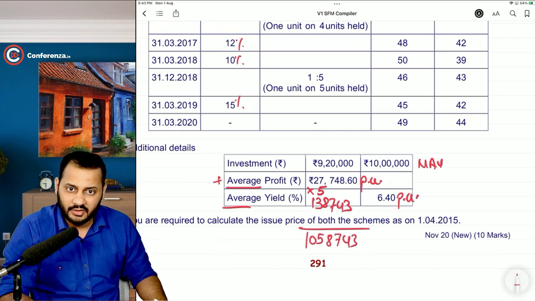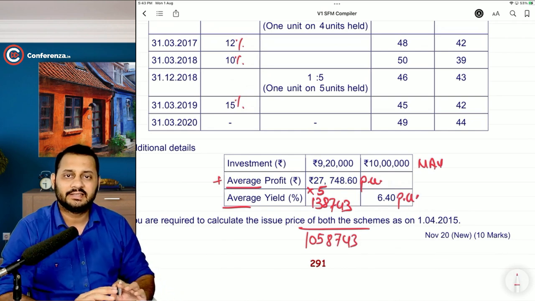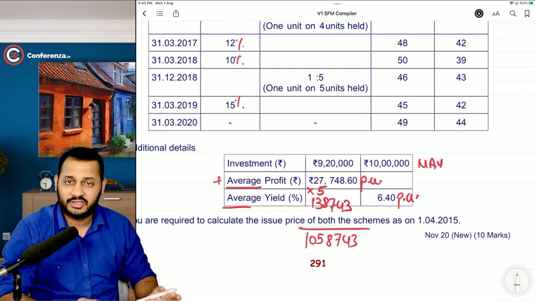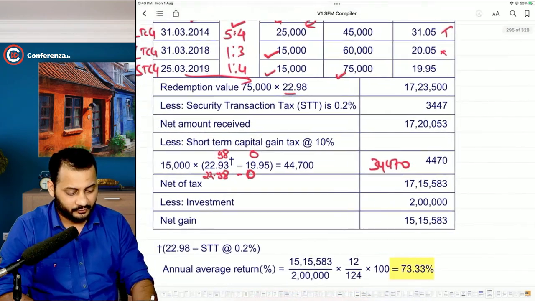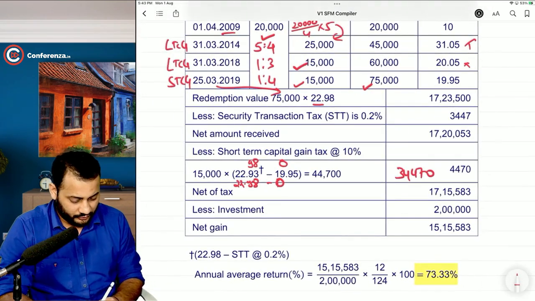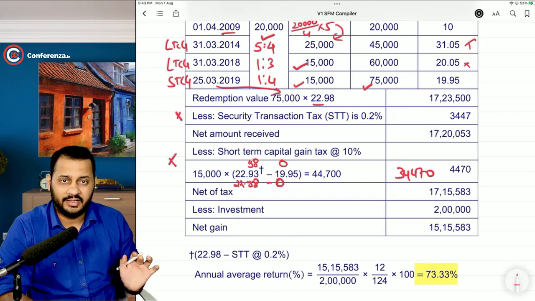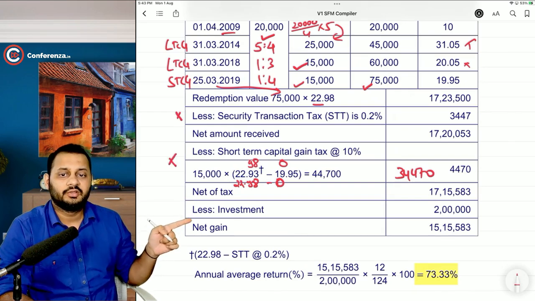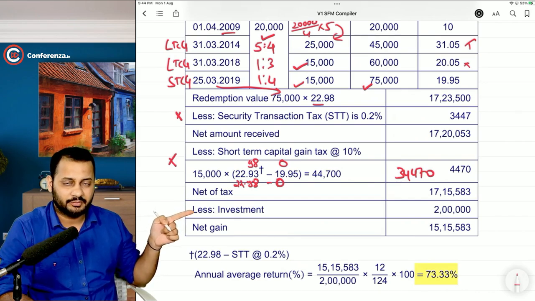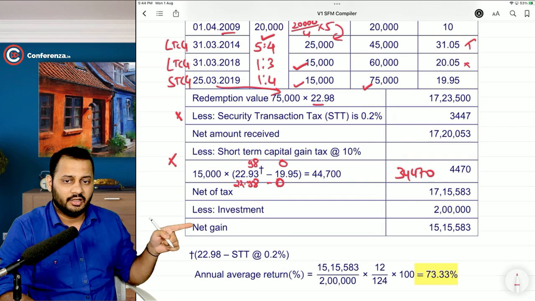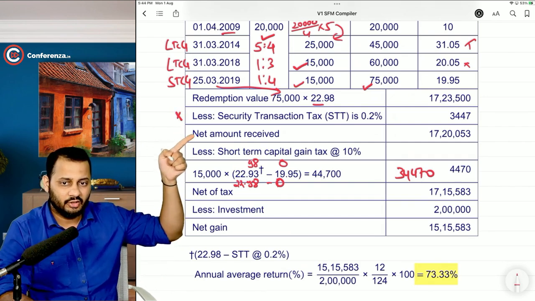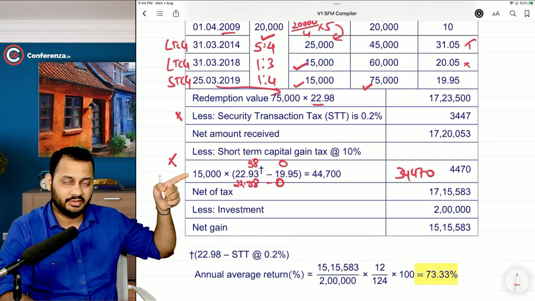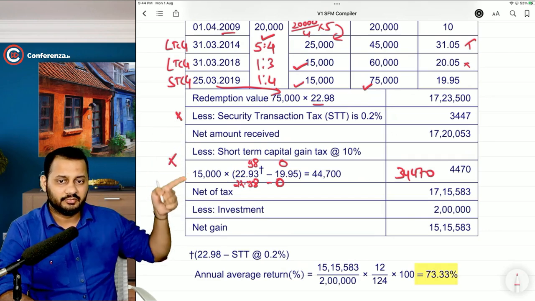This much is the redemption value. There are no short-term capital gain tax, long-term capital gain tax, or securities transaction tax, so all the taxes have been removed. In the next question, you don't have to worry about this. Whatever the gain is, you can add that back to investment. Just do the reverse calculation. Add the investment to the net gain to arrive at the net of tax amount, and this will be the same as the redemption value because all these data are absent in this question.